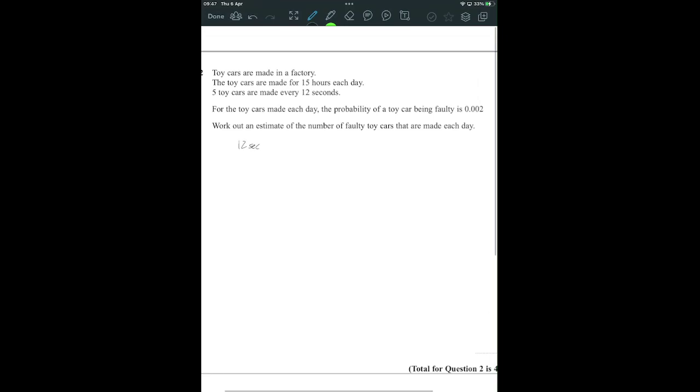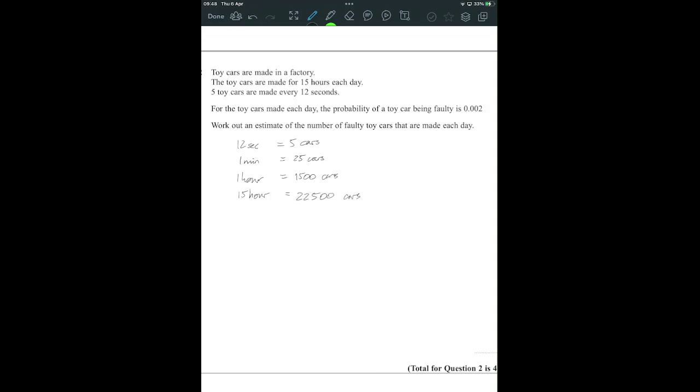So 12 seconds is 5 cars. Well, we need to get to 15 hours for the day, so let's go to 1 minute first. Well, there's 5 sets of 12 in 60 seconds, so that's 5 lots. So there are going to be 25 cars in 1 minute. So 1 hour, 60 minutes in an hour, 60 times that, 25, gives us 1,500. And then finally, in 1 working day, in those 15 hours, times that by 15, and we're getting 22,500 cars in a day.